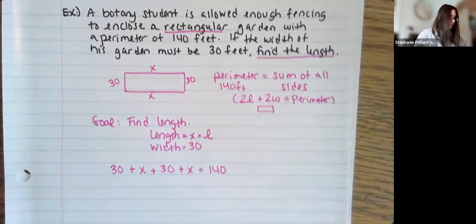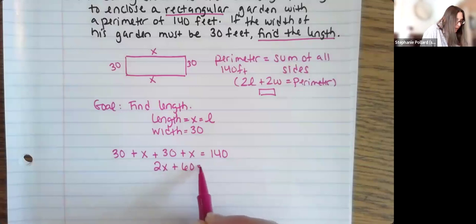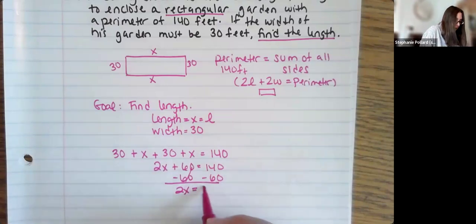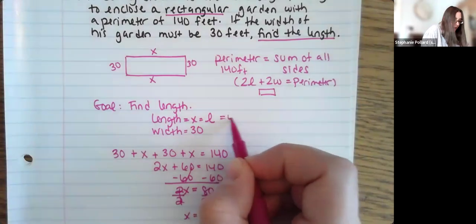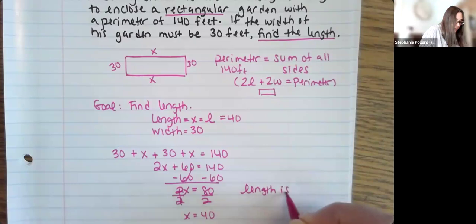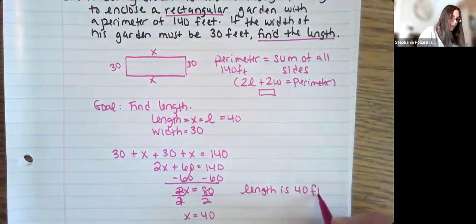So that also works if you've seen that before, or like I said, you can just add up all of the sides. So now on the left, I have a 2x plus 60. I can subtract 60 from both sides here, and I'm left with 80. Divide by 2, and I have x is equal to 40. Now, again, that was my length here. So the length is 40, and everything was in feet.